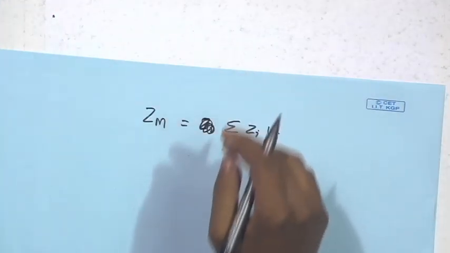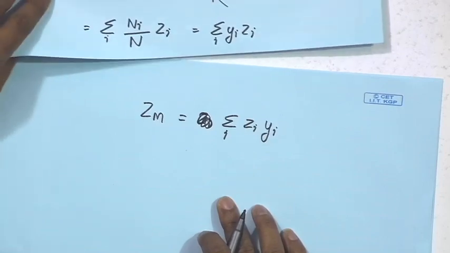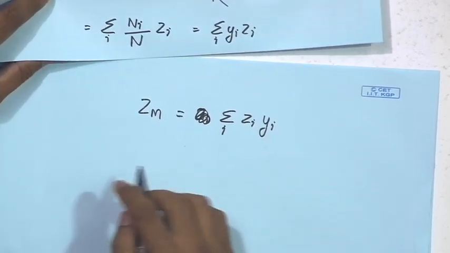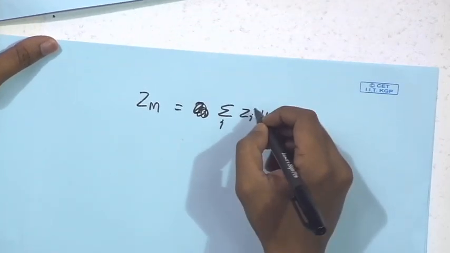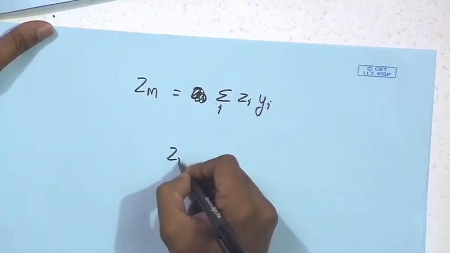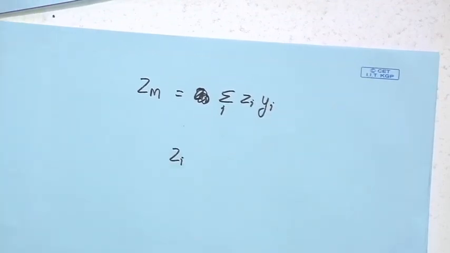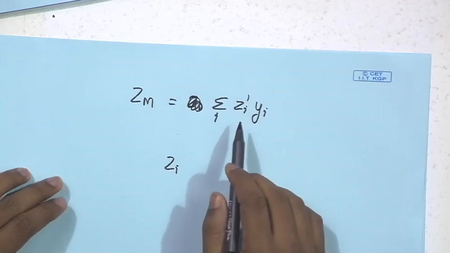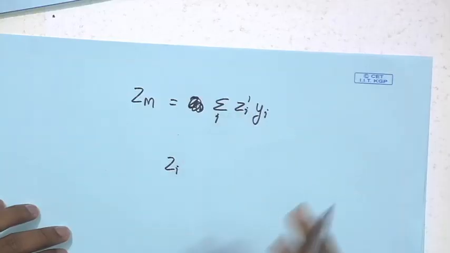In Amagat's law, the Zi that is calculated was at the same temperature and same pressure as that of the mixture, but the Zi calculated in case of Dalton's law is at the same temperature as that of the mixture, but at a different pressure. The Zi is calculated at the pure component pressures. So we move into the problem.